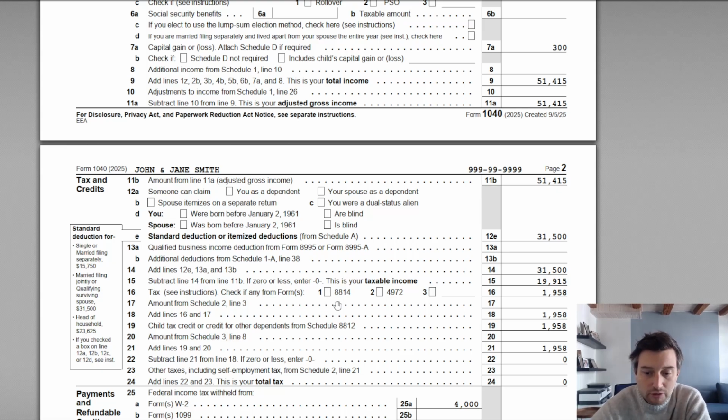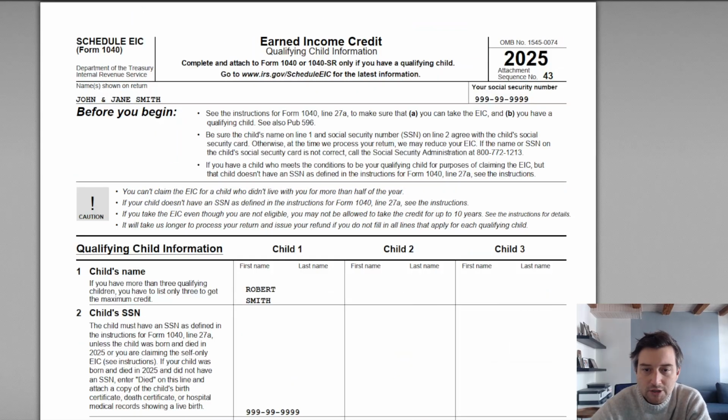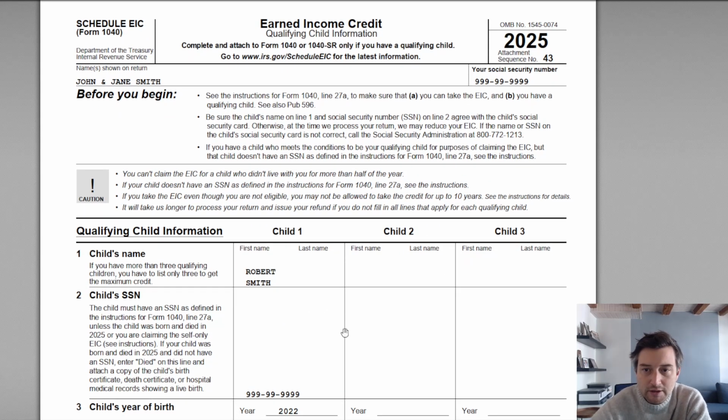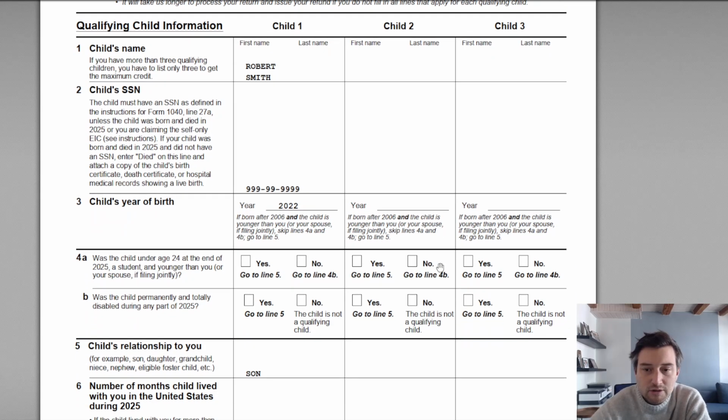Now, once their income information is all inputted and settled, and you know what your AGI is, you know what your earned income is, you can complete the Schedule EIC to provide information on the qualifying child. So this is the EIC for 2025, and we can see here in column 1 we have information on their son. So we've got the child's name, Robert Smith, social security number. You need to have a social security number for the child. If you don't have one, you need to apply for one.